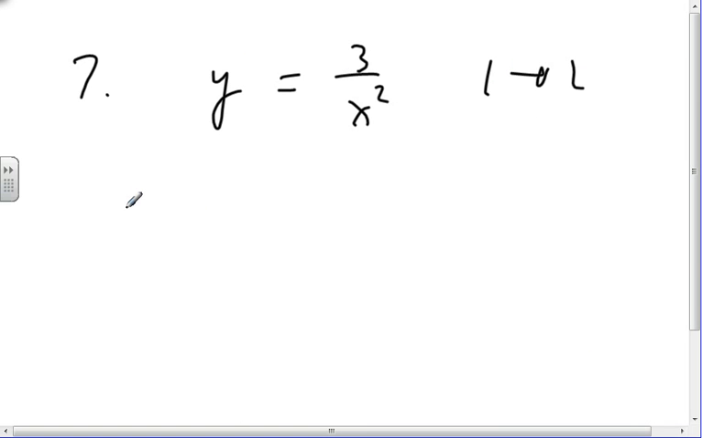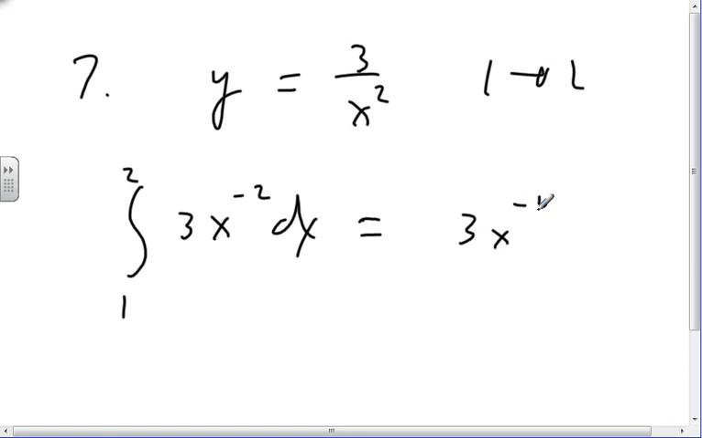Number 7. Y is equal to 3 over x squared, and I'm going to go between 1 and 2. Okay, so I want the integral from 1 to 2 of 3x to the minus 2 dx. So that's going to be 3x to the minus 1 with a minus sign out in front, evaluated at 1 and 2.